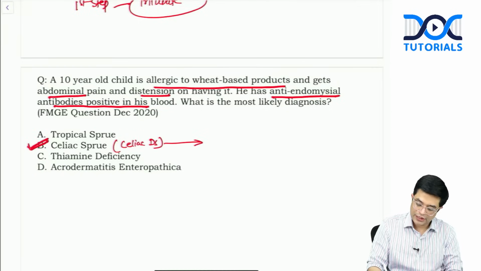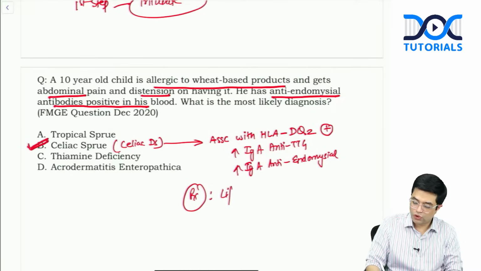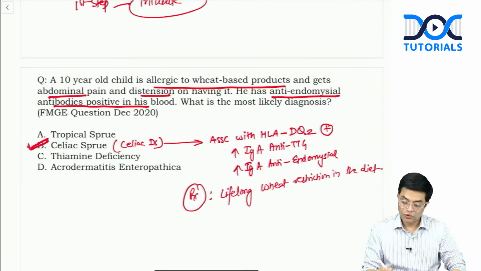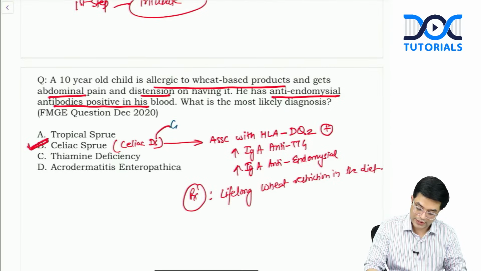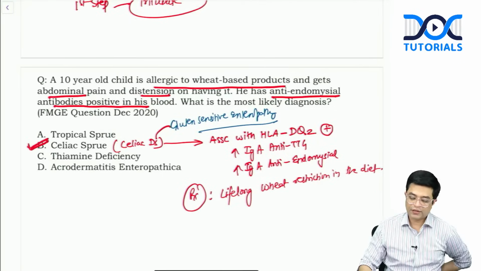These patients are wheat allergic. They are associated with HLA-B8, HLA-DQ2 positivity. They have increased levels of IgA anti-TTG and IgA anti-endomysial antibodies. The only treatment is lifelong wheat restriction in the diet. Lifelong wheat restriction in the diet, right? Another name for this is gluten-sensitive enteropathy. Gluten is the component to which the patient is allergic. This is the other name for celiac disease or celiac sprue, right?